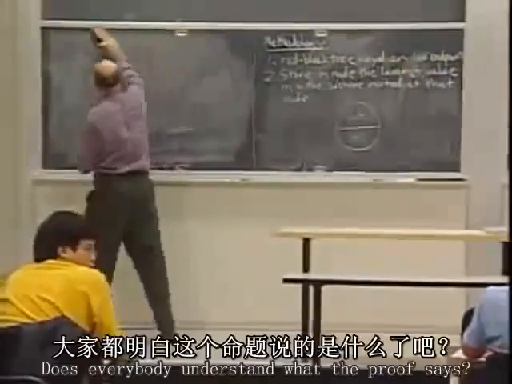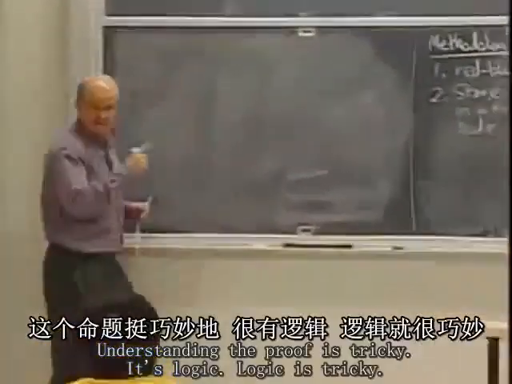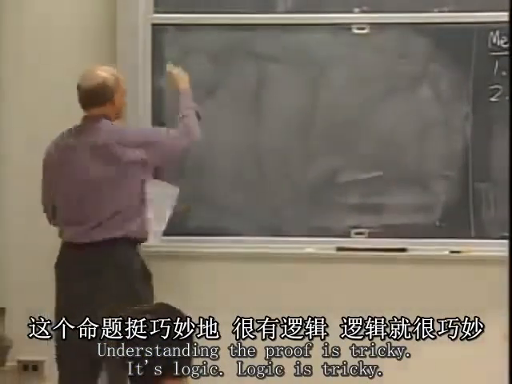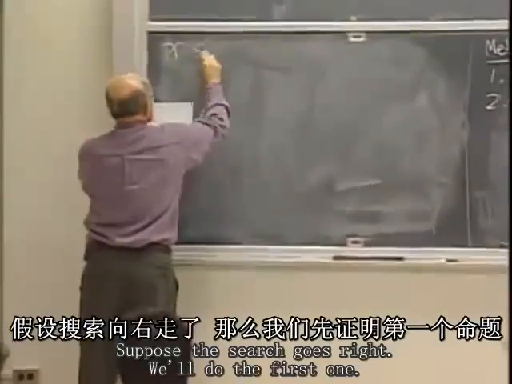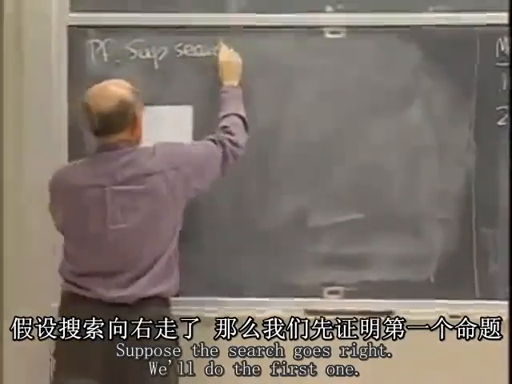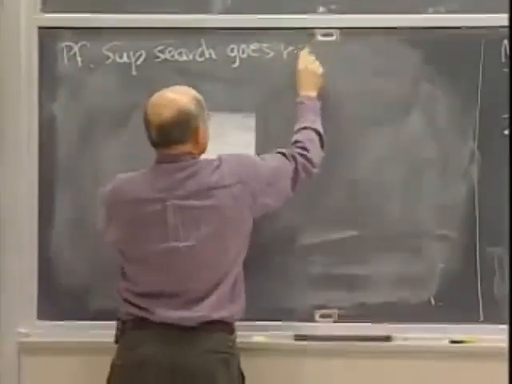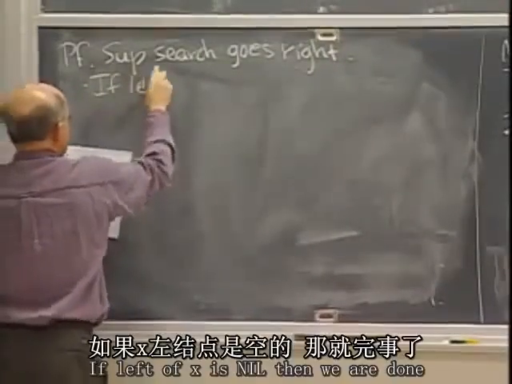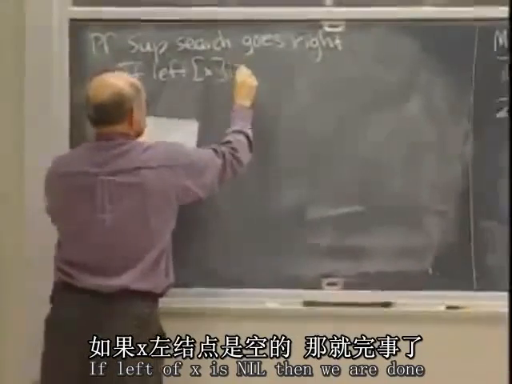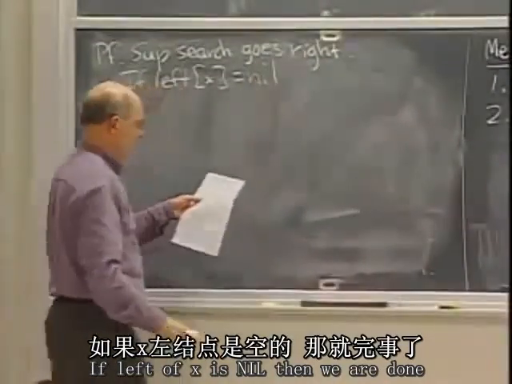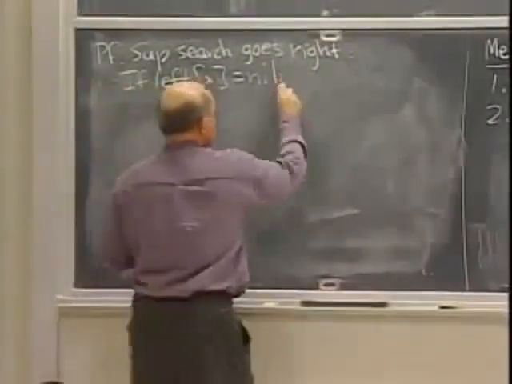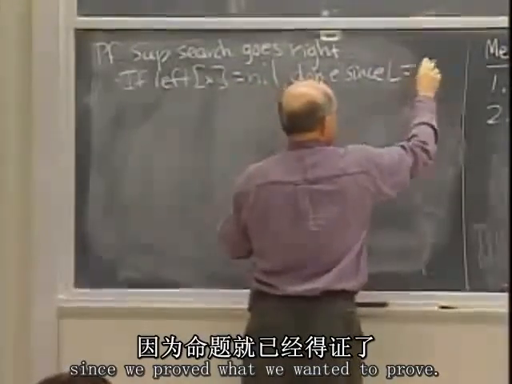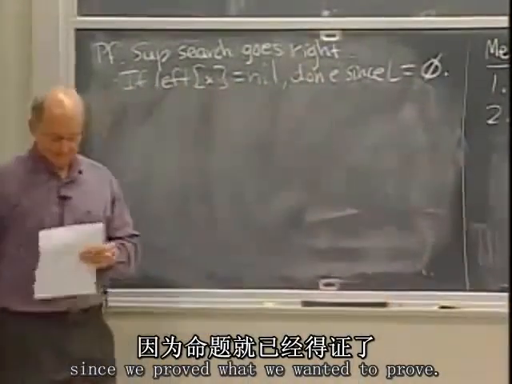Okay, so let's do this proof. Does everybody understand what the proof says? Because the understanding of the proof is tricky. It's logic. Logic is tricky. So suppose the search, we'll do the first one. Search goes right. Okay. So if left of x is nil, then we're done, since then we've proved what we want to prove.